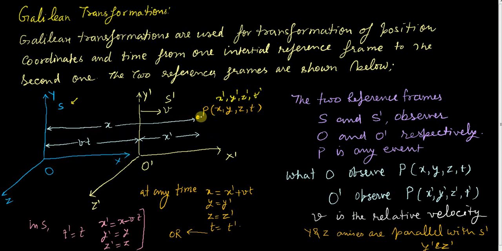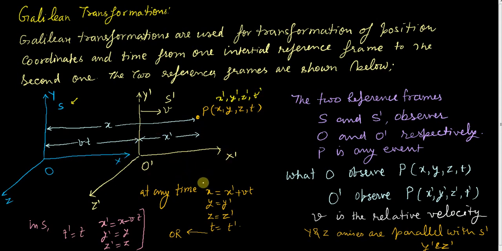The distance of this event from the observer O will be x in the unprimed frame, and the distance of this event in the primed frame according to the O prime observer is x prime. So here you look that this is x, this is x prime. Now what is the distance between O and O prime? At any time t, you know this is the relative velocity, that is constant. So at any time t, the distance between O and O prime will be vt. So these are some assumptions.